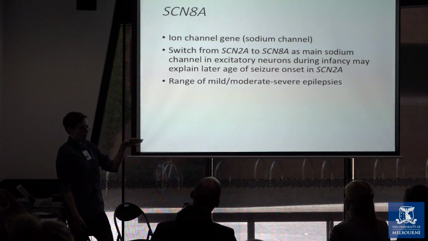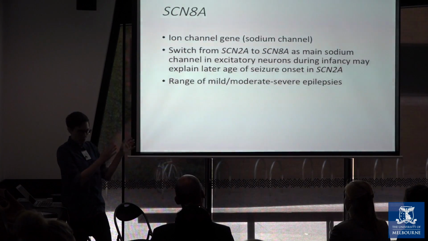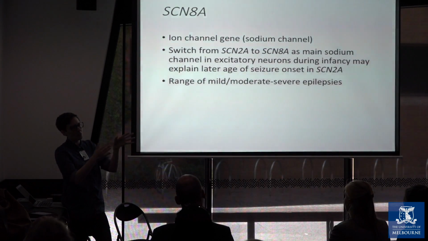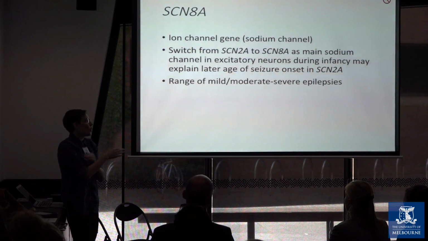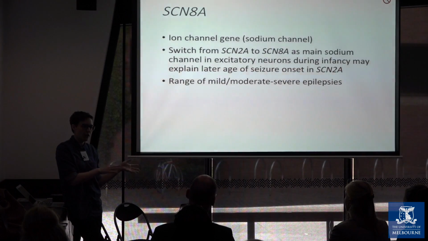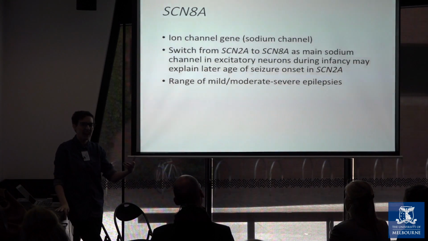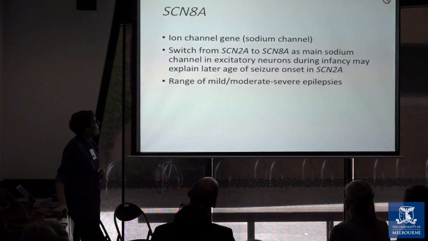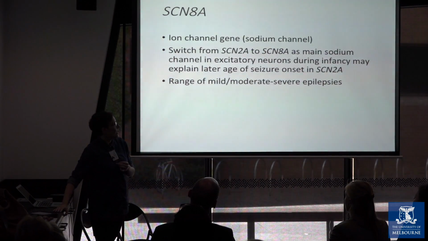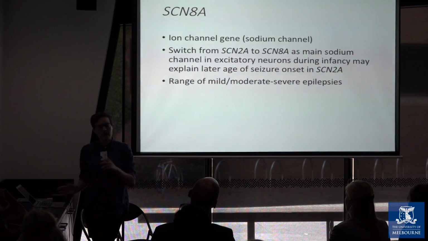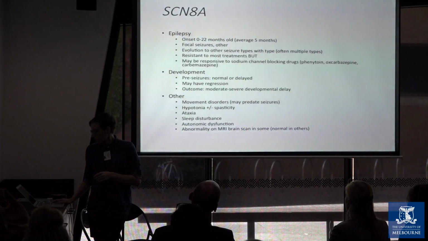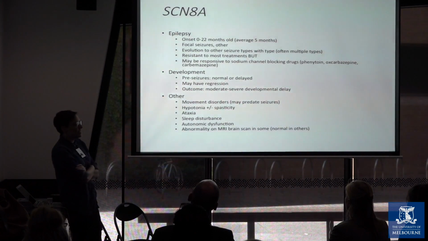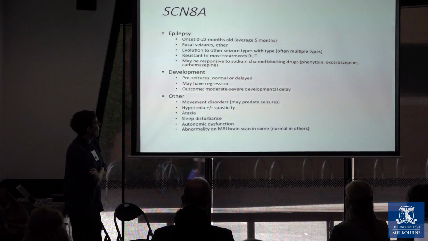On the excitatory brain cells, the main sodium channel early in life is SCN2A, and that gets replaced by SCN8A at about 6-ish months of life. And so because you don't really need it earlier on, you don't tend to have seizures until you really start to need that and you don't have it there. So it probably explains the later age of onset. Again, there's a range of seizure severity, but a very, very benign end of the spectrum really hasn't been appreciated. So the epilepsy typically starts at about 5 months, but there's a broader range.